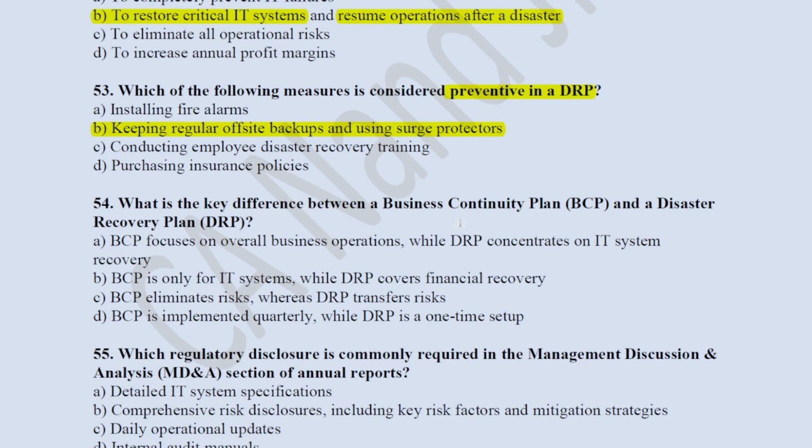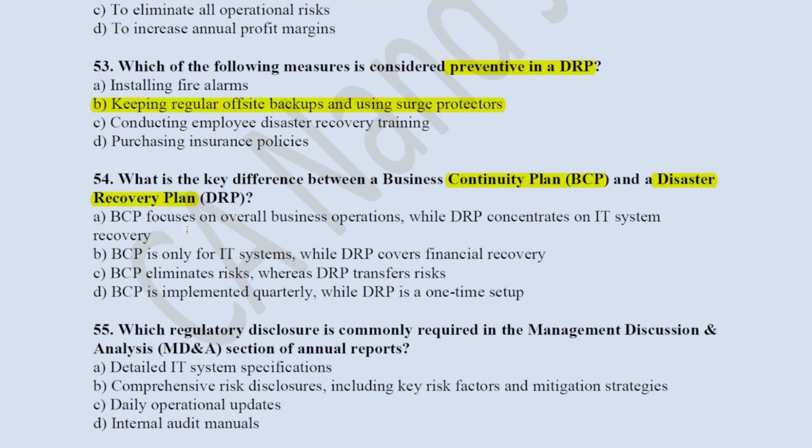What is the key difference between business continuity plan, BCP, and disaster recovery plan? BCP focuses on overall business operations, while DRP concentrates on IT system recovery. Yes. BCP is only for IT systems, while DRP covers financial recovery. No. BCP eliminates risk, whereas DRP transfers risk. No. BCP is implemented quarterly, while DRP is a one-time setup. No. So the answer should be A.